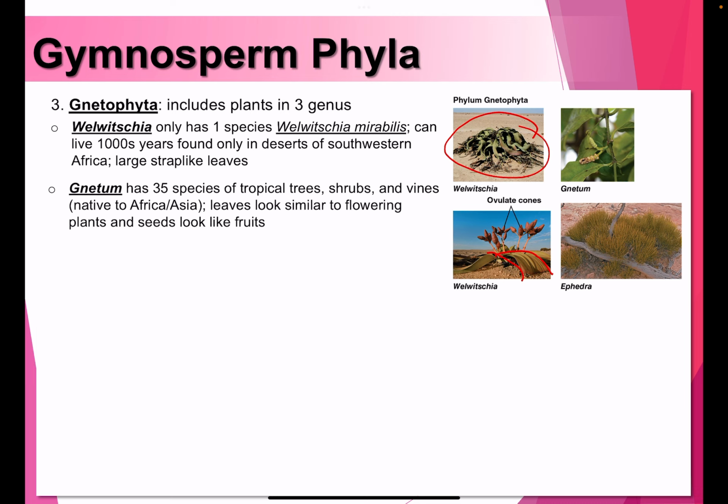The second genus is called Gnetum, which is right here, and they have 35 species or so of tropical trees, shrubs, and vines, which usually are native to Africa and Asia. Their leaves look more similar to flowering plants, and their seeds actually kind of look like fruits, which on the outside look like probably angiosperm, but they're actually gymnosperm.